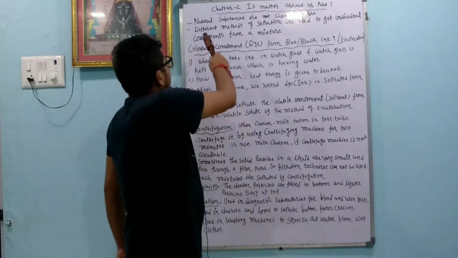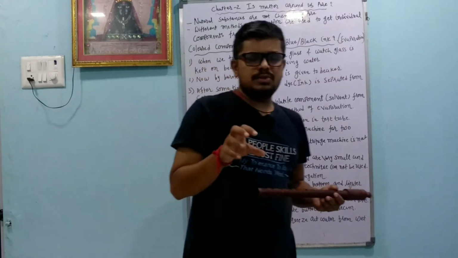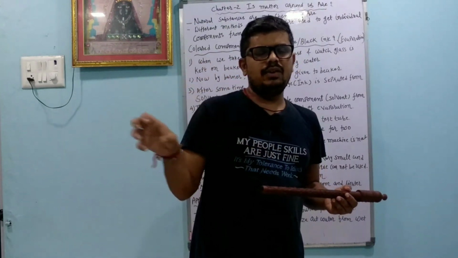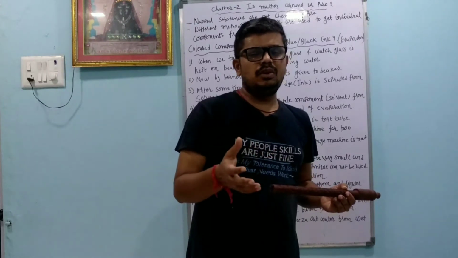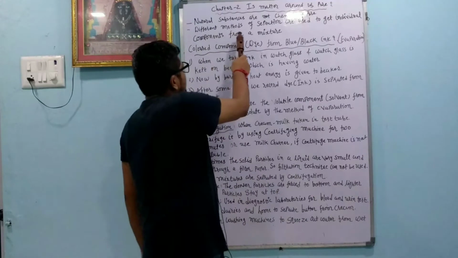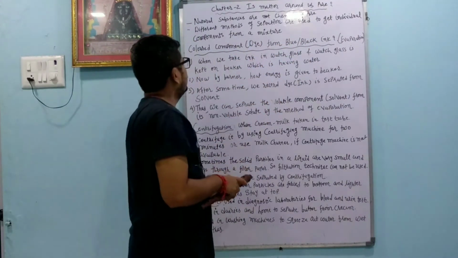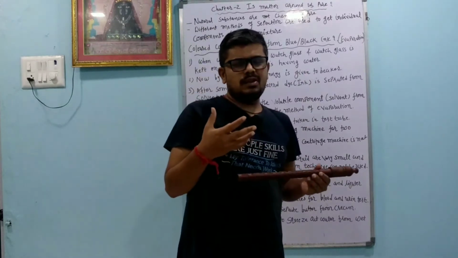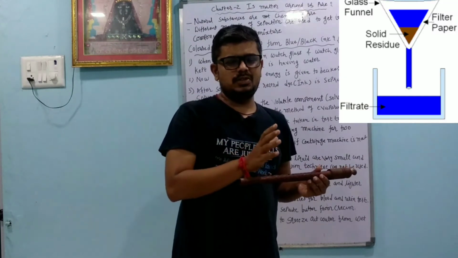Natural systems are not chemically pure. So whenever we get any substance naturally, like sand or soil, that is not pure. Impurities are present. Different methods of separation are used to get the individual components from a mixture. So different methods are used to separate the different components from the mixture.